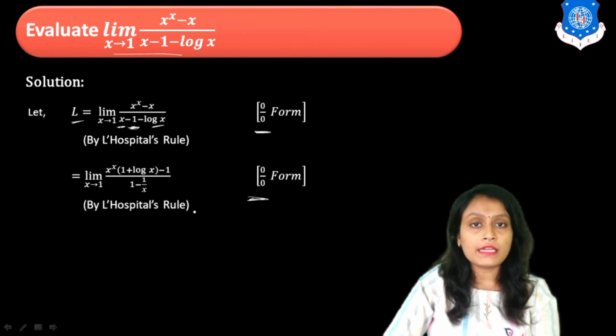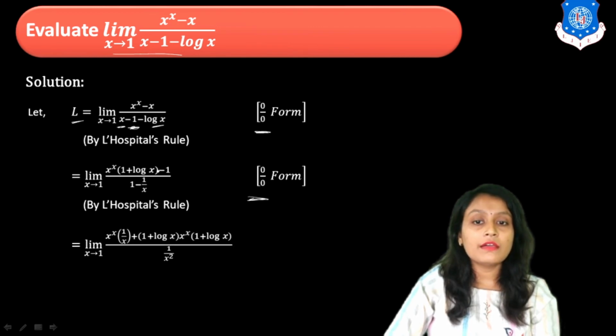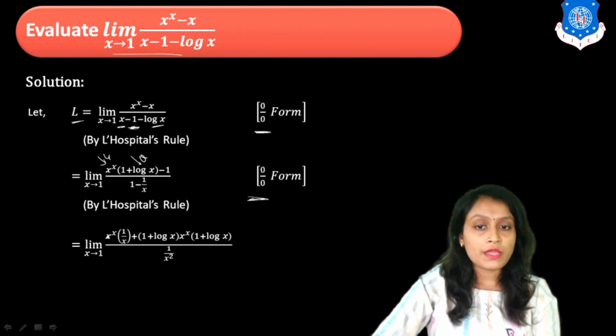So we have to apply L'Hopital's rule. So again we have to take the derivative. Now to solve this derivative, we will apply the u into v rule. So consider this as u and this as v. Applying the uv rule, x raised to x as it is, derivative of 1 plus log x, that is 1 upon x, plus 1 plus log x as it is, and the derivative of x raised to x is x raised to x into 1 plus log x.